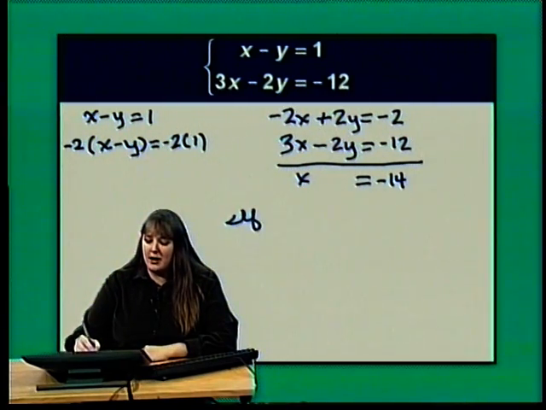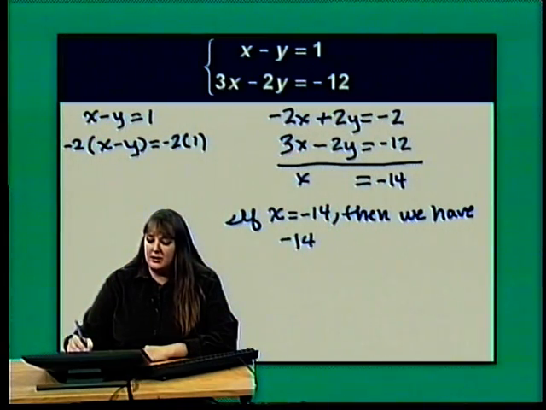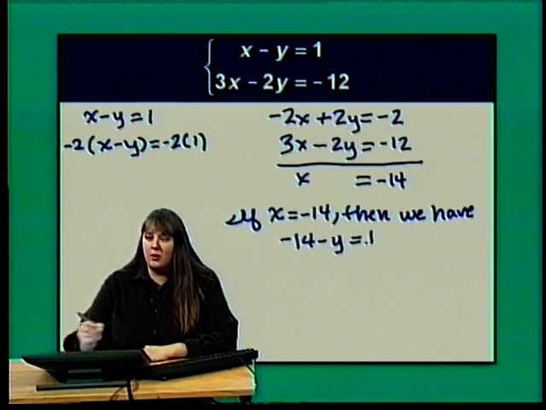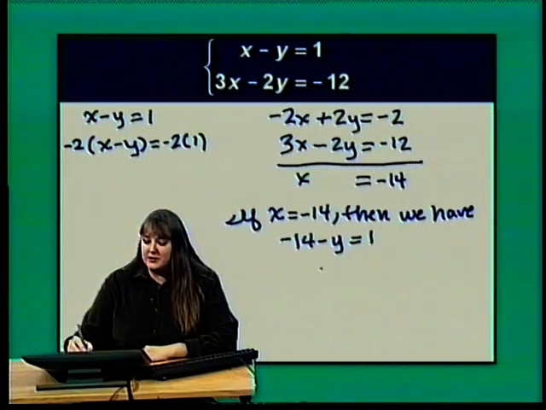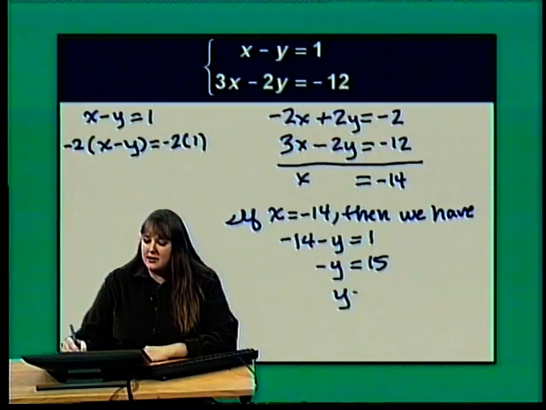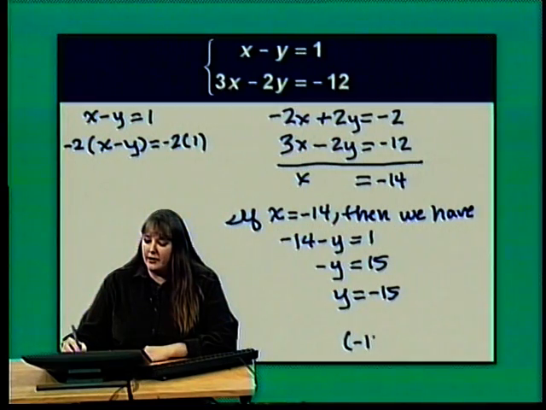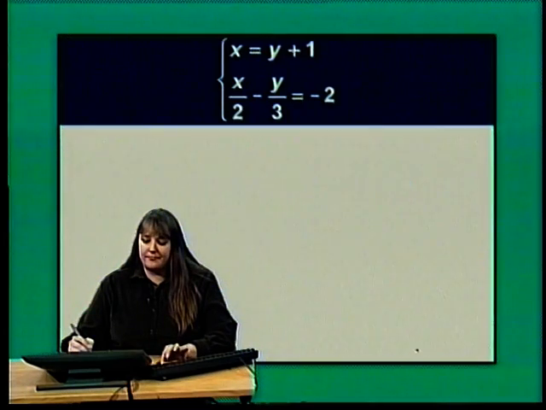I still need to solve for y. If x equals negative 14, then looking at that first equation, we have negative 14 minus y equals 1. Adding 14 to both sides of the equation, I have the opposite of y equals 15. Dividing both sides of the equation by negative 1, I have y equals negative 15. So my proposed solution is the ordered pair negative 14, negative 15. But I need to check this.